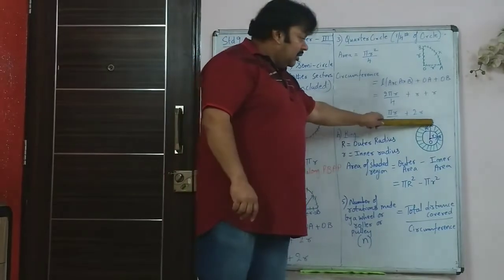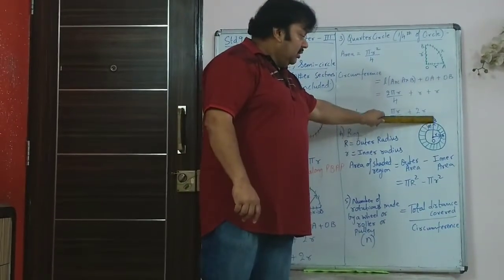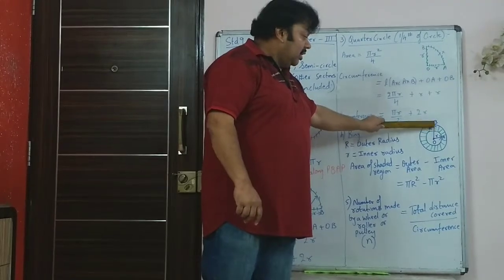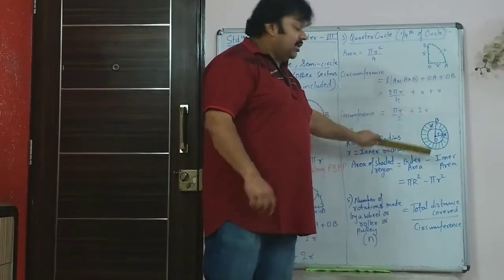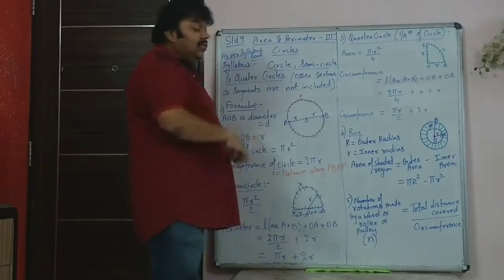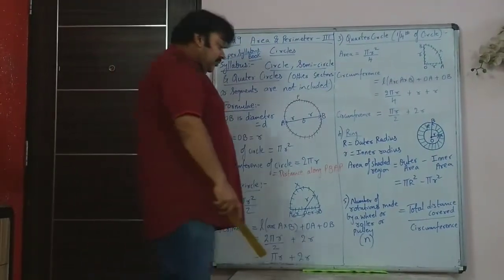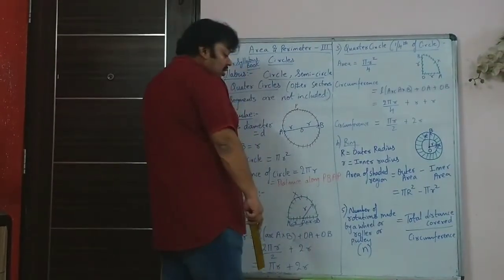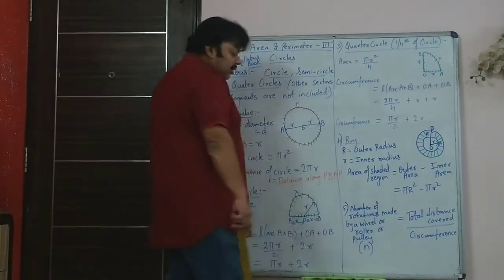And if they ask you what is the width of this ring, the width will be capital R minus small r. The outer radius minus inner radius will give you the thickness of the ring. Now, number of rotations made by a wheel or roller of the pulley.